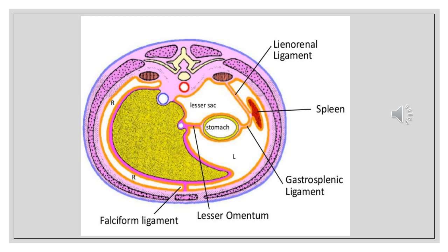The midgut and the hindgut have only a dorsal mesentery, which forms the mesentery of the jejunum and ileum, the mesoappendix, the transverse mesocolon, and the sigmoid mesocolon. The mesenteries of the duodenum, ascending colon, descending colon, and the rectum are lost during development.